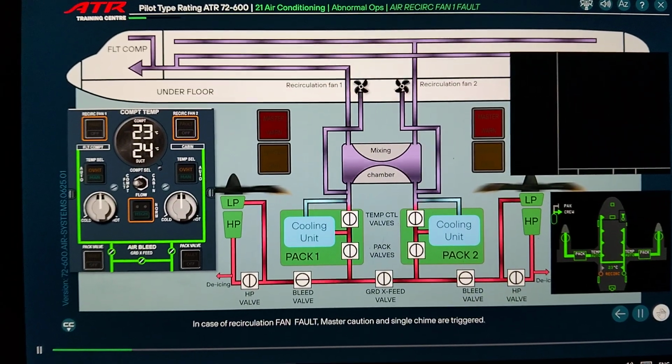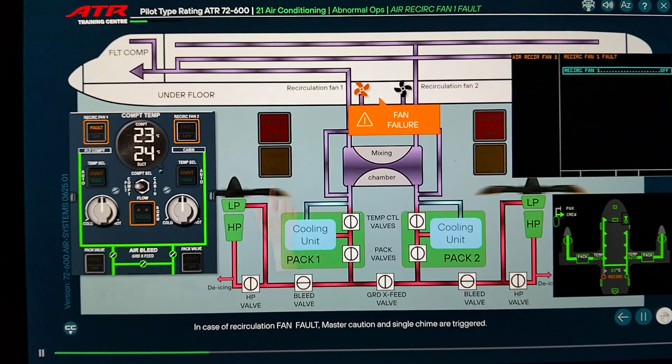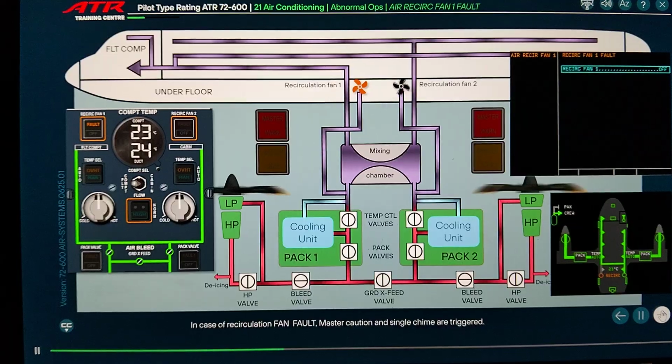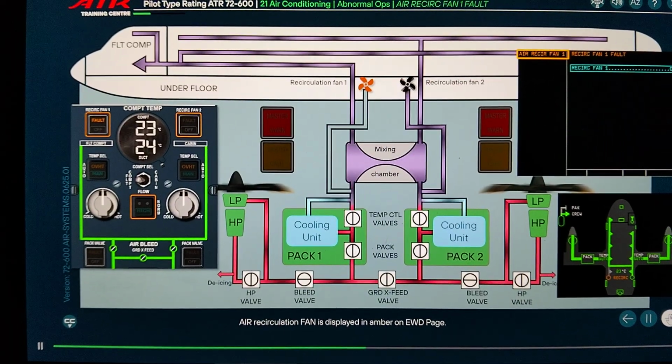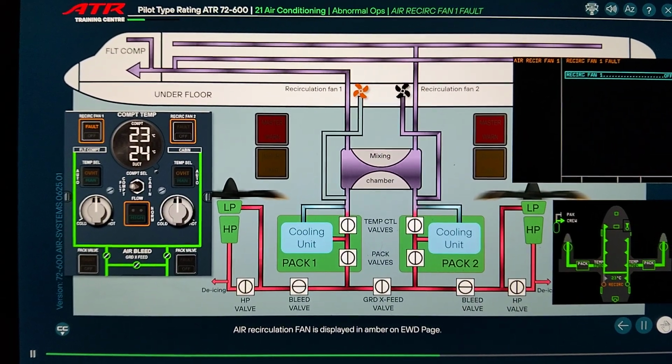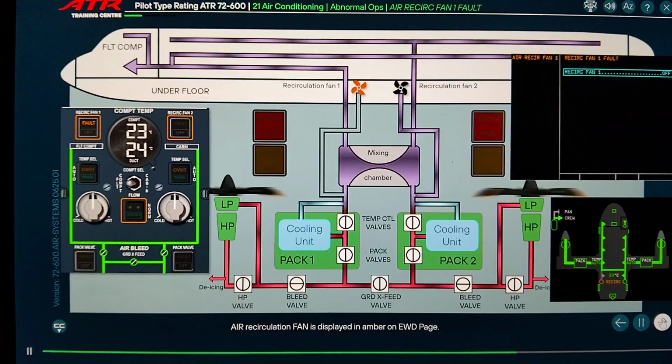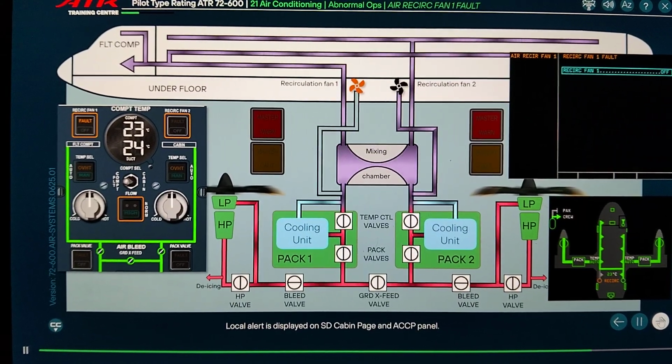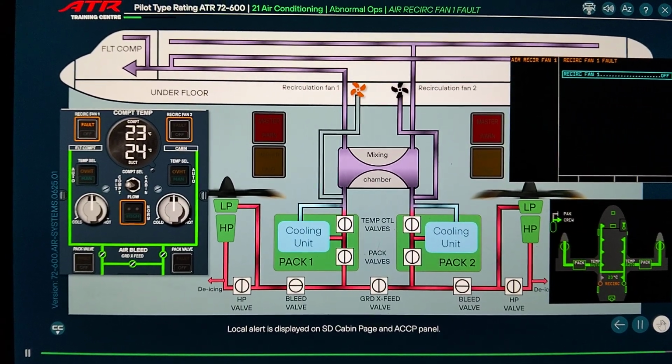In case of recirculation fan fault, master caution and single chime are triggered. Air recirculation fan is displayed in amber on the EWD page. A local alert is displayed on the SD cabin page in the ACCP panel.